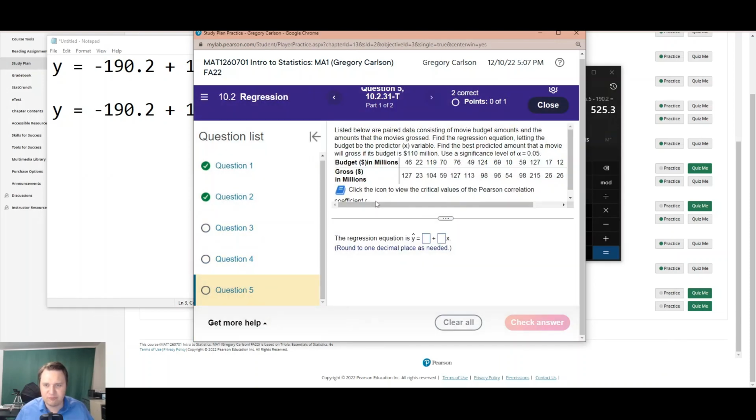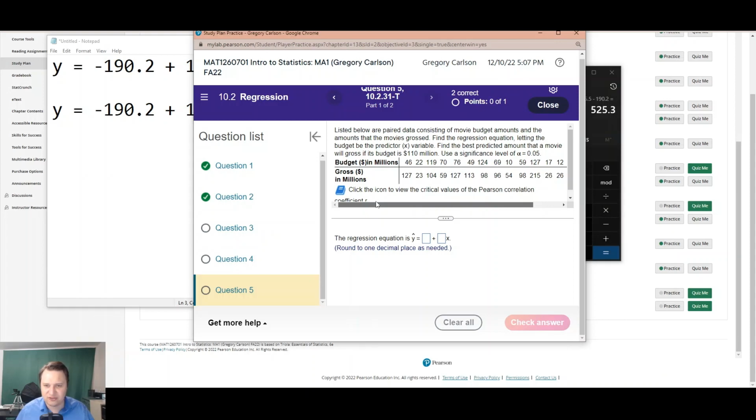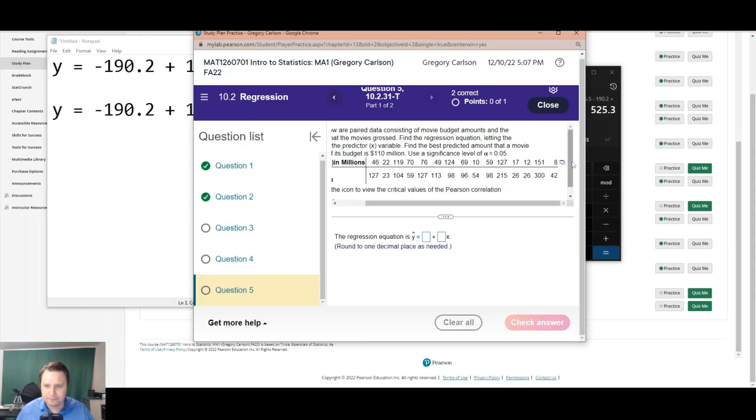Okay, so here we have movie budgets. This is a big thing in Hollywood. How much money are you going to make from your movie? Is there a connection between how much a movie makes and how much it costs to make the movie? And so let's run the regression. Let's find our equation.